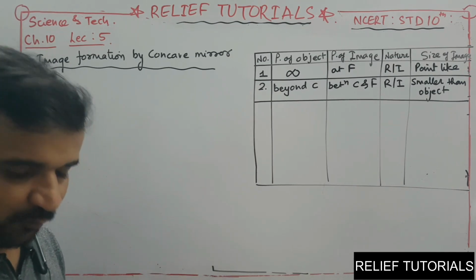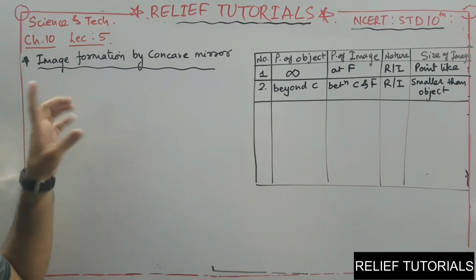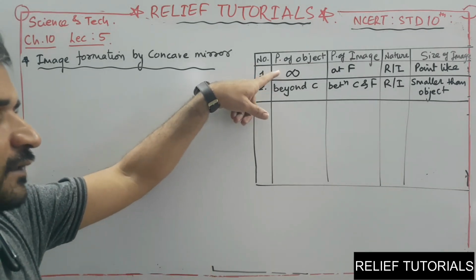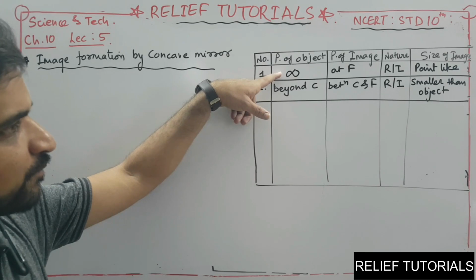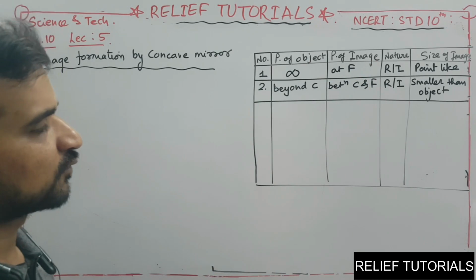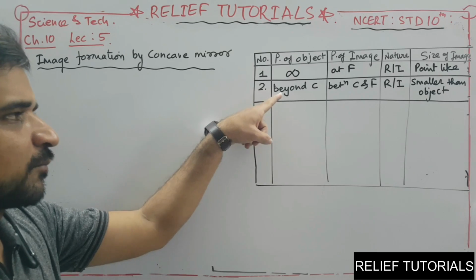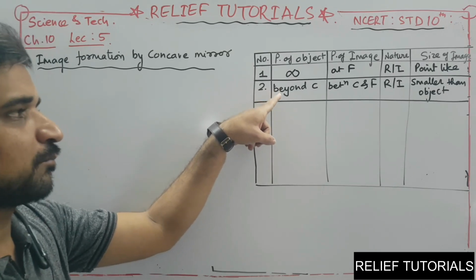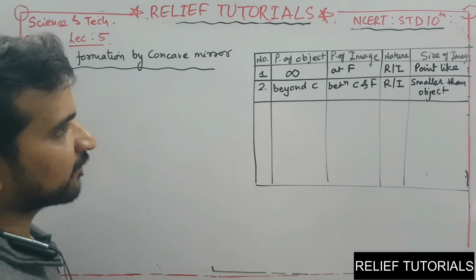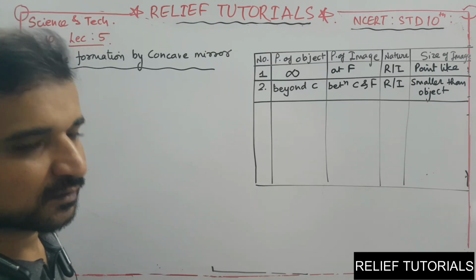Let us continue the topic of previous class, image formation by the concave mirror. In the last lecture, we have seen two cases. We placed the object at infinite distance in front of the concave mirror. We obtained the image at F. The nature was real and inverted. The size was point height. The second case was we placed the object beyond C. We obtained the image between C and F. Nature was real and inverted and size smaller than the object.